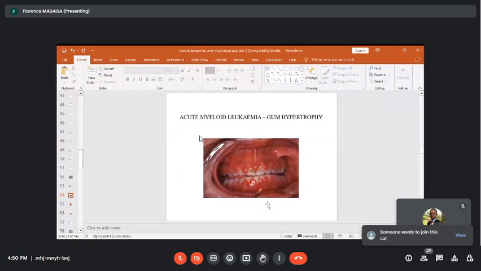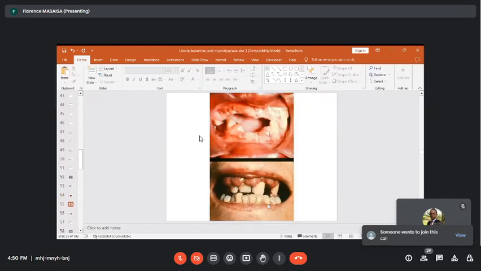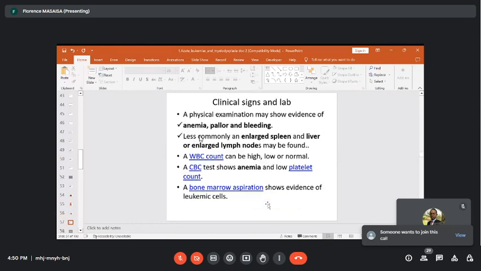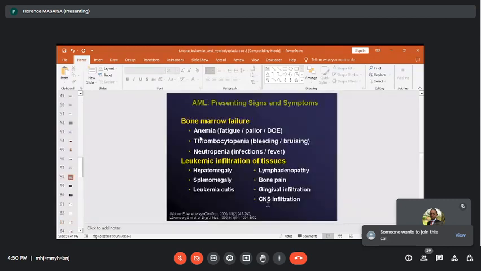They have gum hypertrophy. You see the gum for this patient is really hypertrophied. This is mostly seen in acute myelomonocytic leukemia. You see how the gum is. The skin infiltration of the leukemic cells. Bone marrow failure, as we said a lot, leukemic infiltration of the tissue, CNS involvement, gingival inflammation, lymphadenopathy.